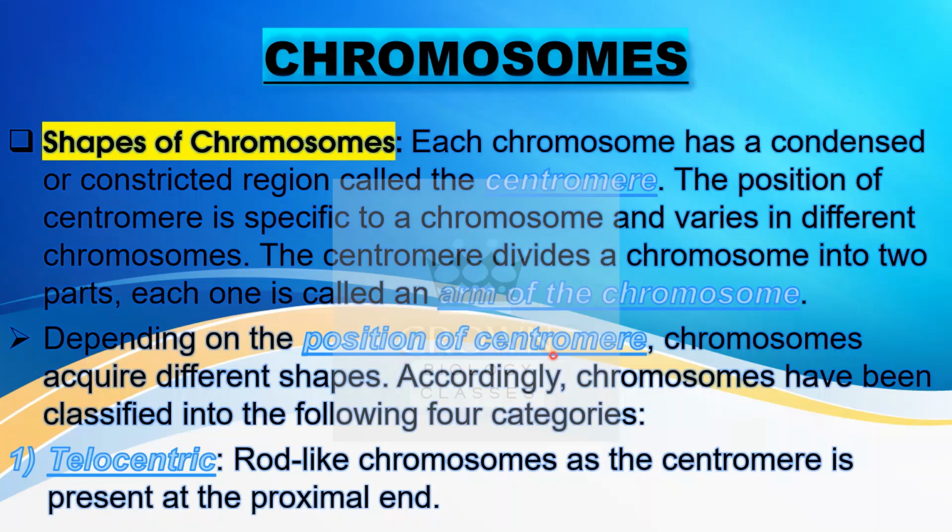Depending on the position of centromere, chromosomes acquire different shapes. Accordingly, chromosomes have been classified into the following four categories. So the first one is telocentric chromosomes. In telocentric chromosomes, the centromere is present at the proximal end. That means the centromere is present at one end, giving them a rod-like shape.